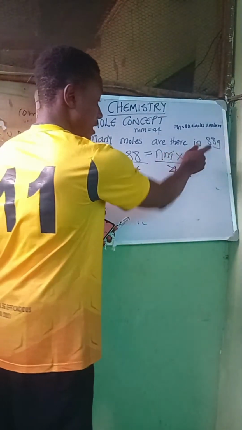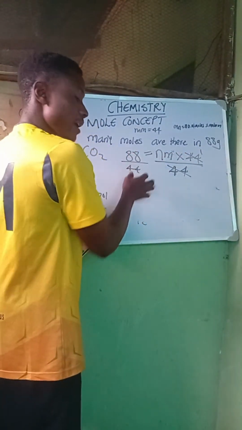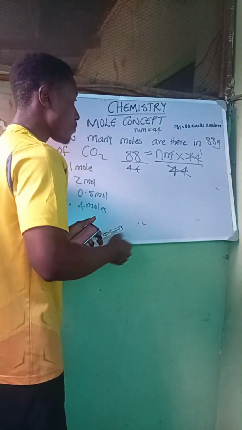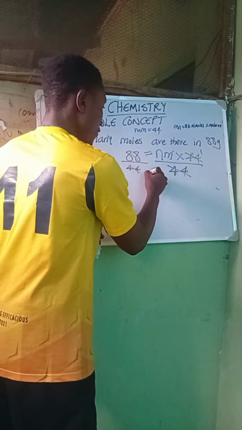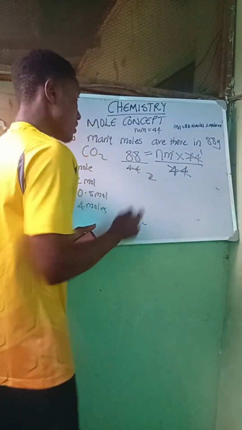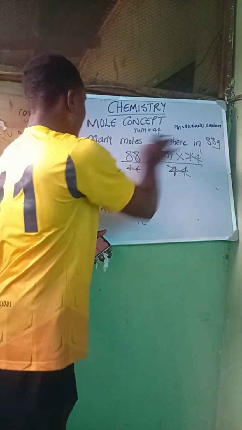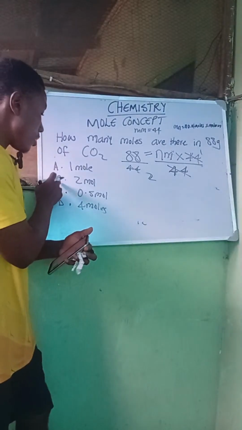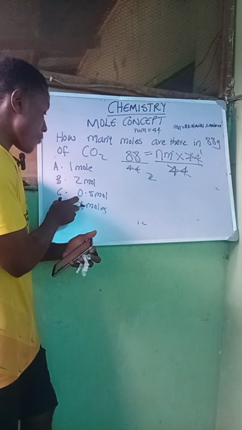So this will cancel itself. Now 88 divided by 44 is going to be 2. So now let's see how many moles are there in 88 grams of CO2. A, 1 mole. B, 2 moles. C, 0.5 moles. And D, 4 moles.